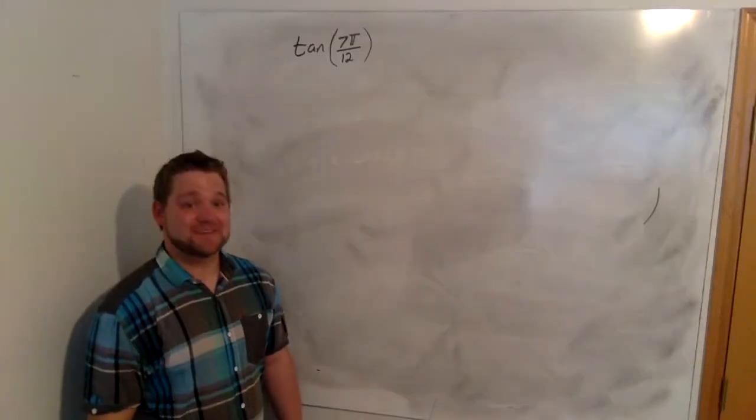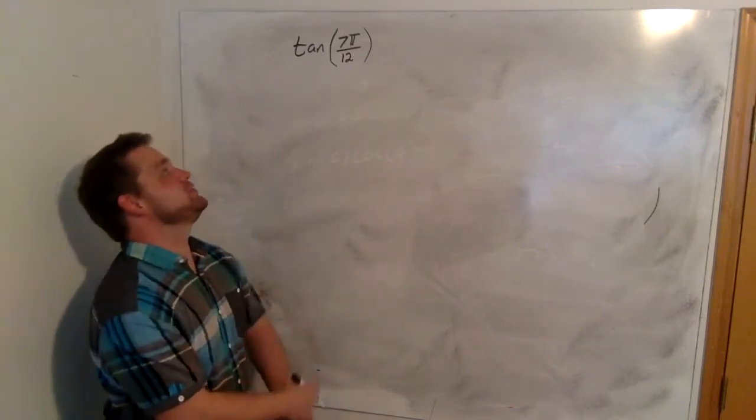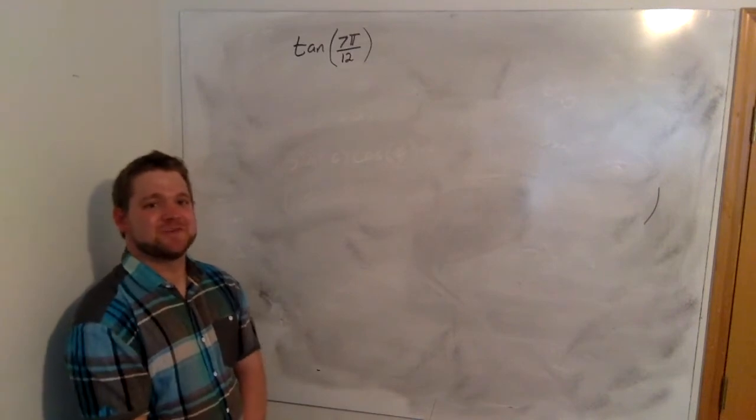Okay, let's try this next example. See if you can use the addition and subtraction formula for tangent to try to evaluate the tangent of 7 pi over 12. Give it a shot.